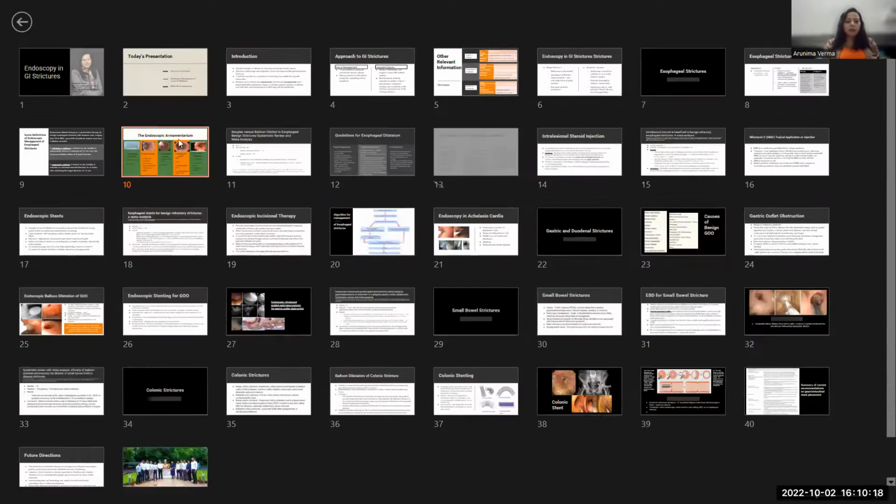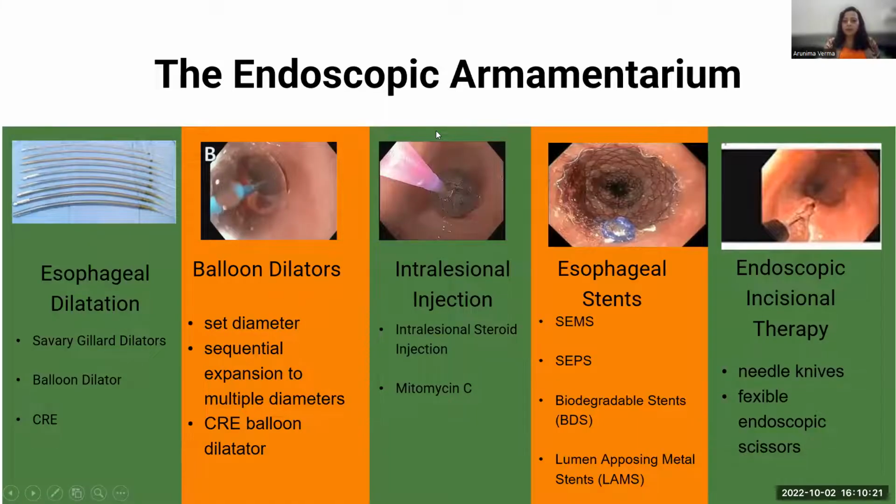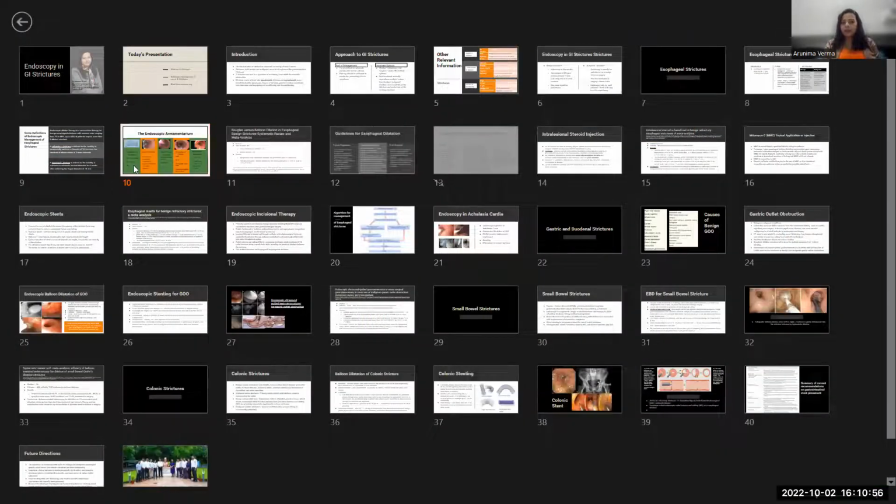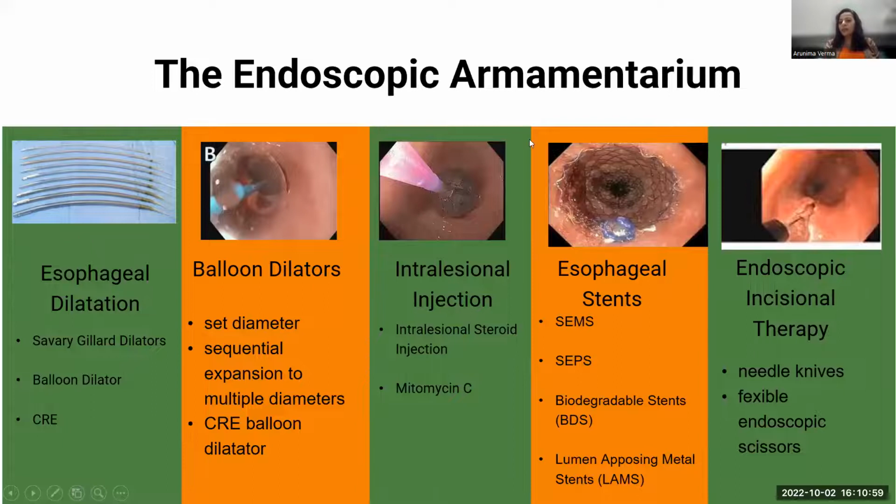We have a large armamentarium of endoscopic facilities. It ranges from esophageal dilatation, where you use bougies, which can be plastic or metal. Balloon dilators, where it could be set diameter or sequential expansion to multiple diameters, bougie, balloon dilators, or CRE balloon dilators. There can be intralesional injection with steroid or mitomycin C. There's a variety of esophageal stents available, which are like self-expanding metal stents, self-expanding plastic stents, biodegradable stents, and a later version of lumen-apposing metal stents. The latest in this therapy is the endoscopic incisional therapy, where you use needle knives and flexible endoscopic scissors.